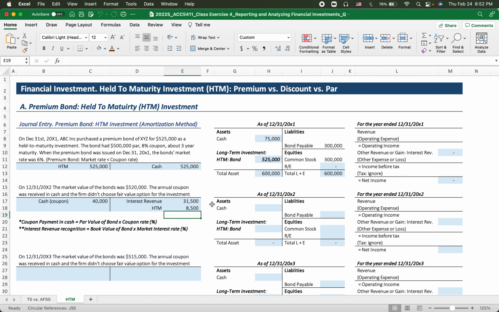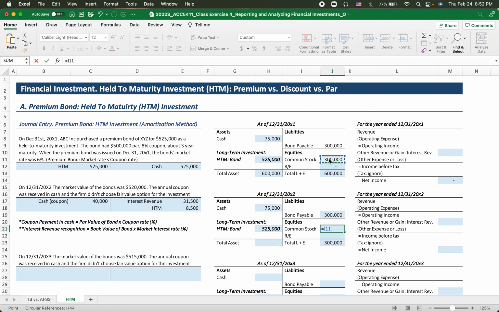So let's put this: always, the ending balance of the prior year is the beginning balance of the current year, right? So we have to start from there.